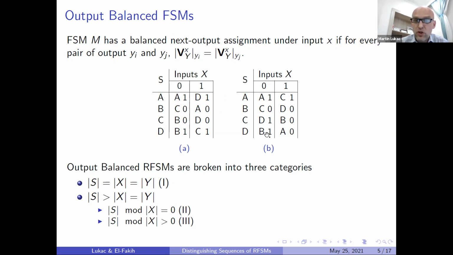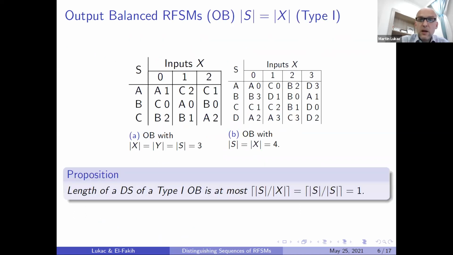Therefore, this is an output balanced machine. On the contrary, in the machine shown in table B, we see that for input 0, we have 3 1s and 1 0 generated, and for input 1, we have 1 1 and 3 0s generated. Therefore, it is not an output balanced machine, even though it is still reversible. Now we're going to be looking at these output balanced machines, and in particular some specific types.